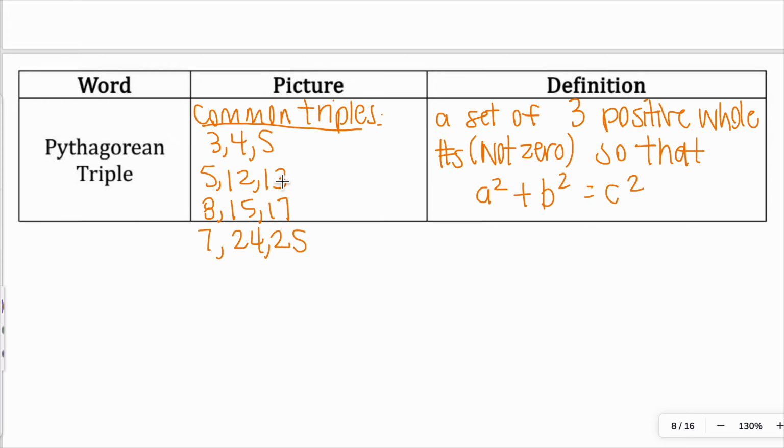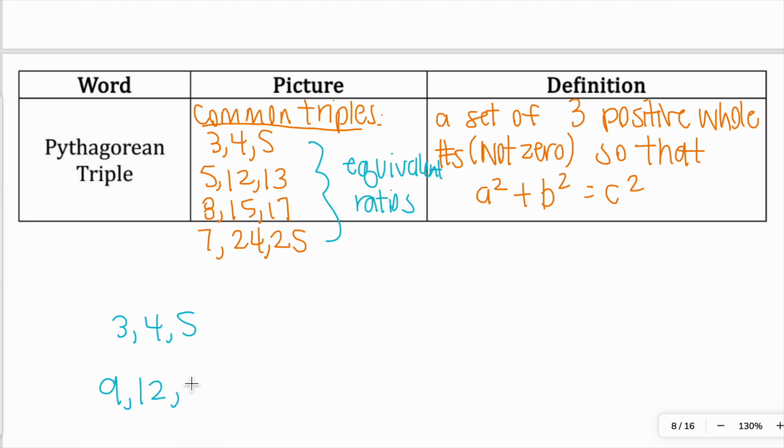So when we have these combinations, they can have different multiples with equivalent ratios. So for example, if I take the 3, 4, 5 triple and I multiply all those by 3, I would get 9, 12, and 15, which is still going to say a squared plus b squared is equal to c squared if I plug those in.